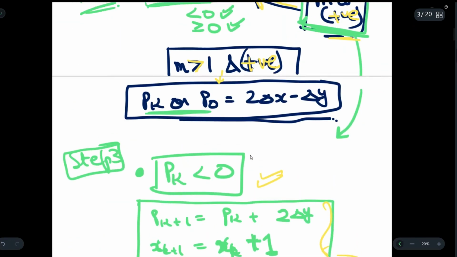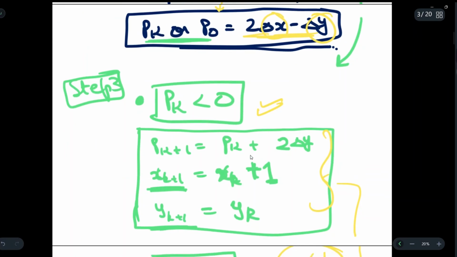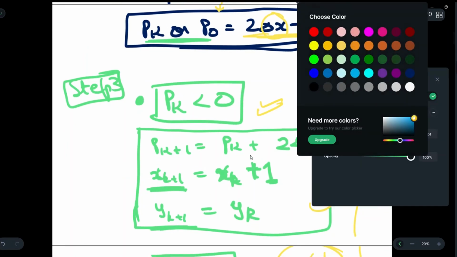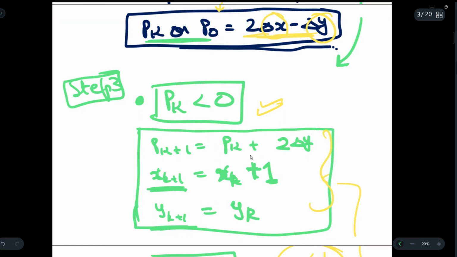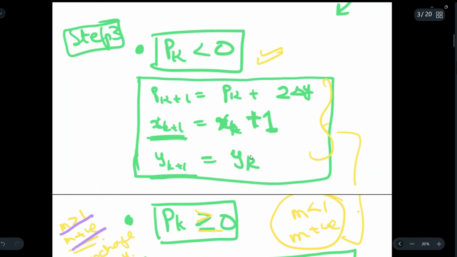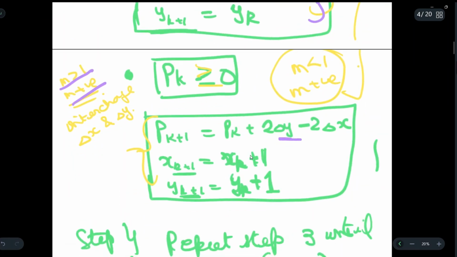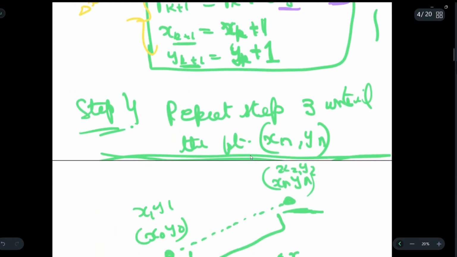In this case, you must have noticed the only difference between these two formulas is that the position of del x and del y has been interchanged. Now similarly, if you want to find out the formula for m greater than 1 and m is positive, then you will simply put del x instead of del y, and these things will remain same, and over here you will put del x and here you will put del y. Now similarly, everything else will remain the same.